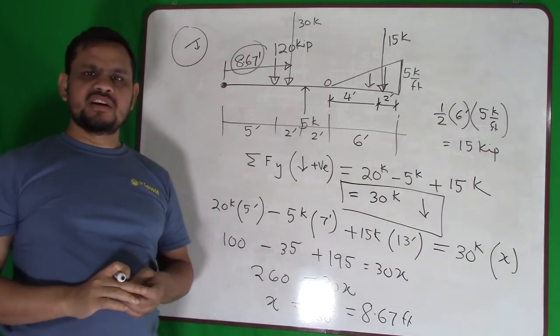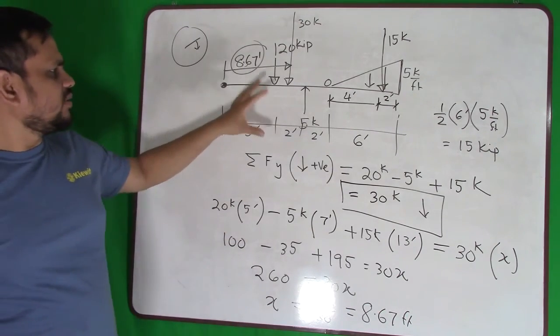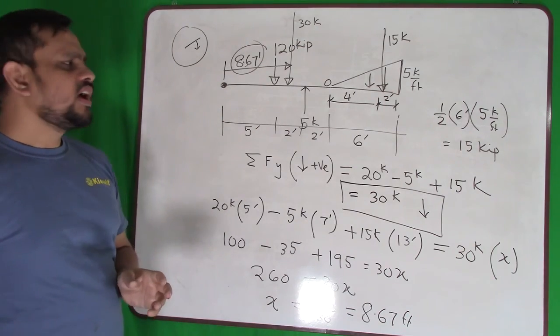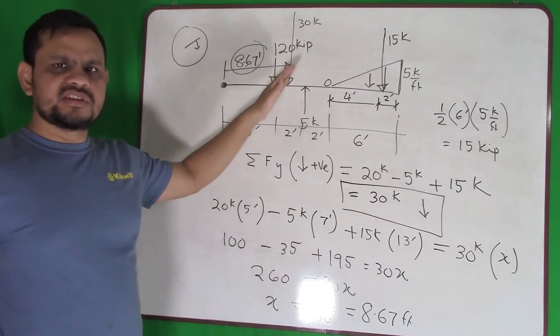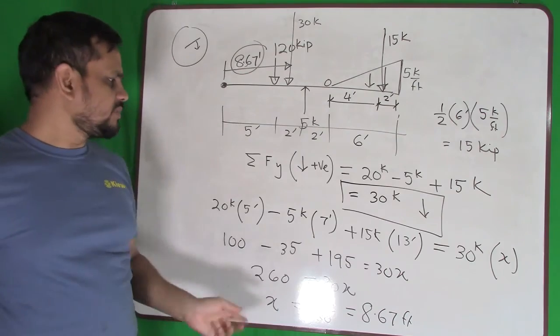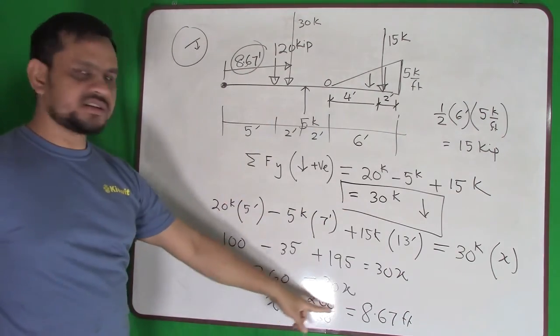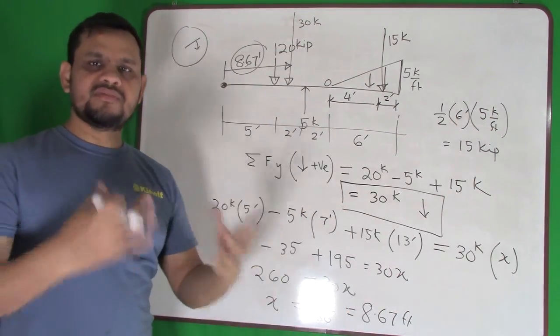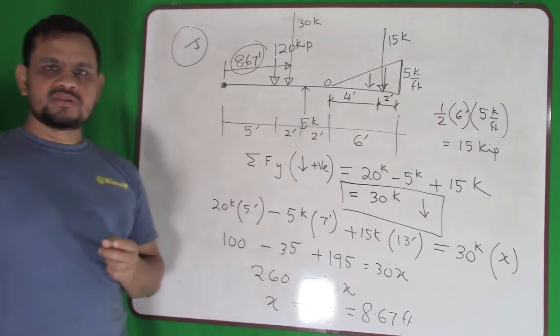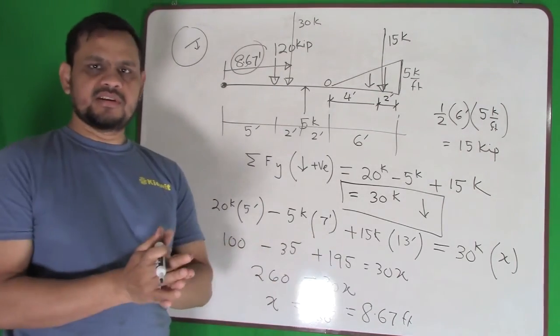So hopefully you understood the concept. Now again, what does resultant mean? Resultant means that whatever force was given, if I remove that force and place this force at this distance, I will get the same effect here. So resultant means the combined effect.